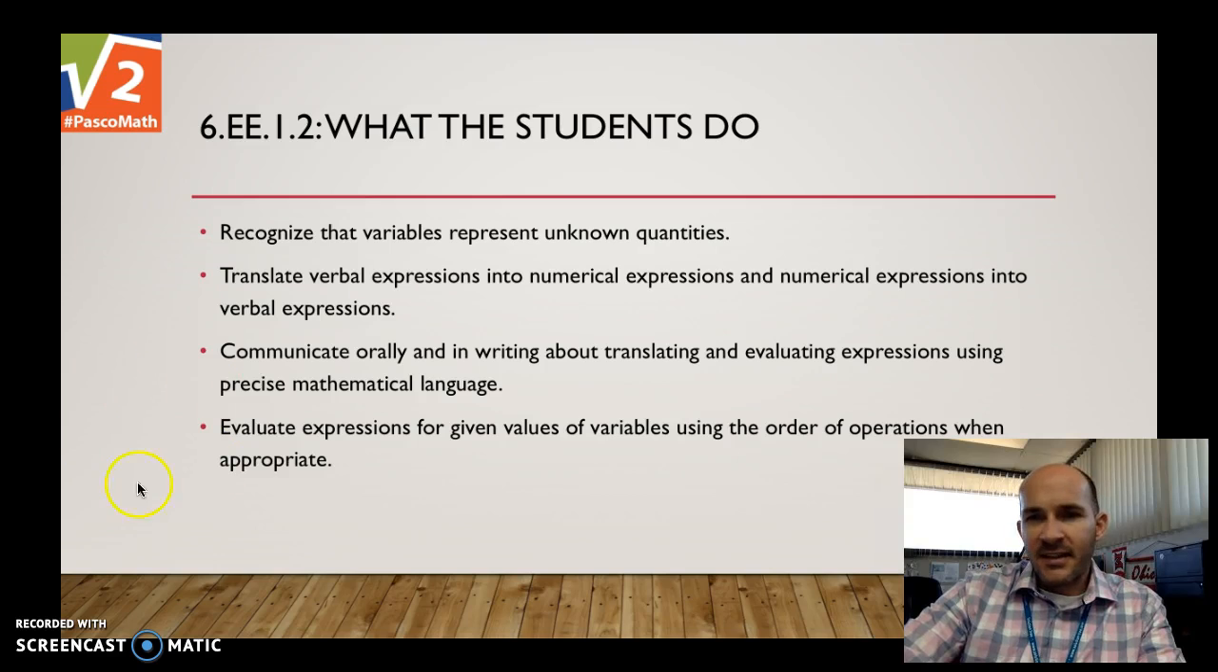So let's look at things that the students should be doing. They need to recognize that variables represent unknown quantities. Translate verbal expressions into numerical expressions and numerical expressions into verbal expressions. Communicate orally and in writing about translating and evaluating expressions using precise math language. And evaluate expressions for given values of variables using the order of operations when appropriate.